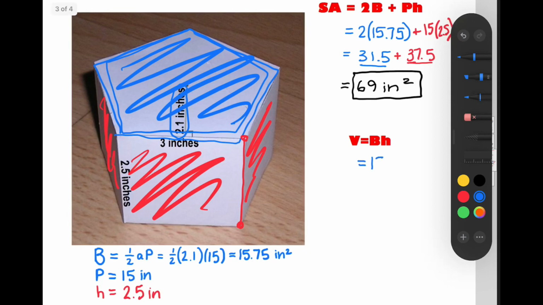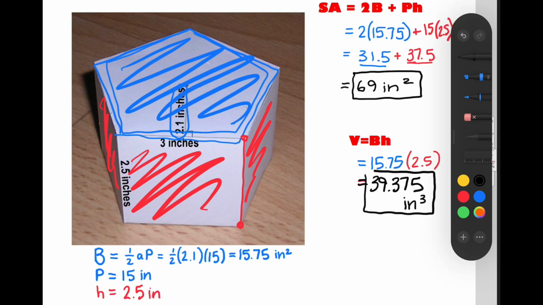The volume's pretty straightforward. The volume is just going to be the area of that base shape, how many cubes of ice would fit on the bottom, times how many layers of ice to fill the whole thing up. And that comes out to, sorry, I didn't type that in before, 39.375. And that's how many cubic inches it would take to fill up the inside of this.